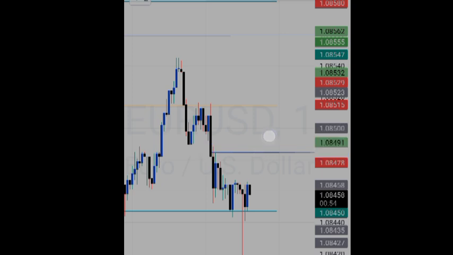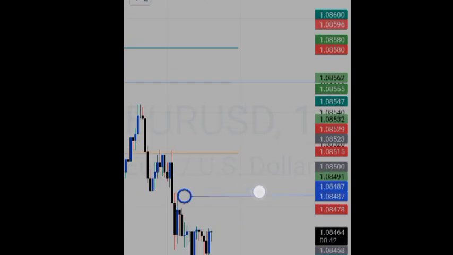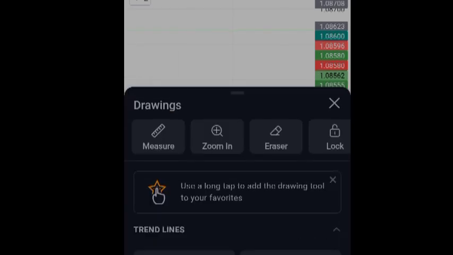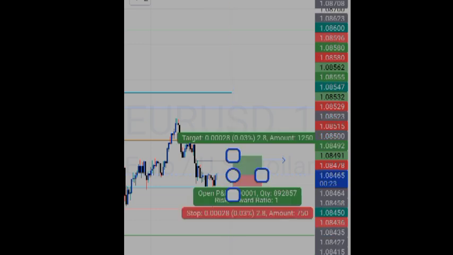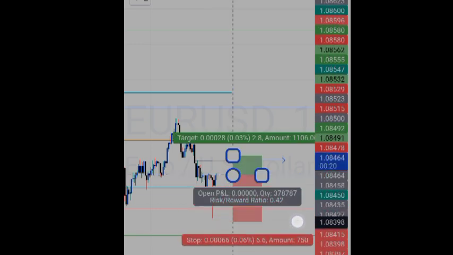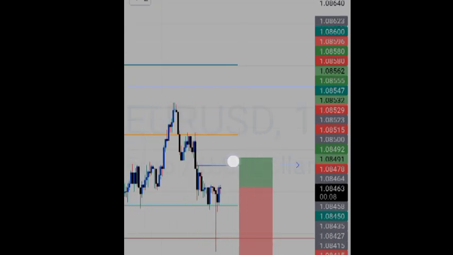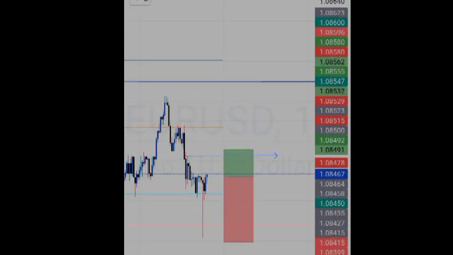You can see this place. Pull down, retrace, blah blah before it broke down fully. I guess so. So it has swept that lower low. It's tricky, but let's see.